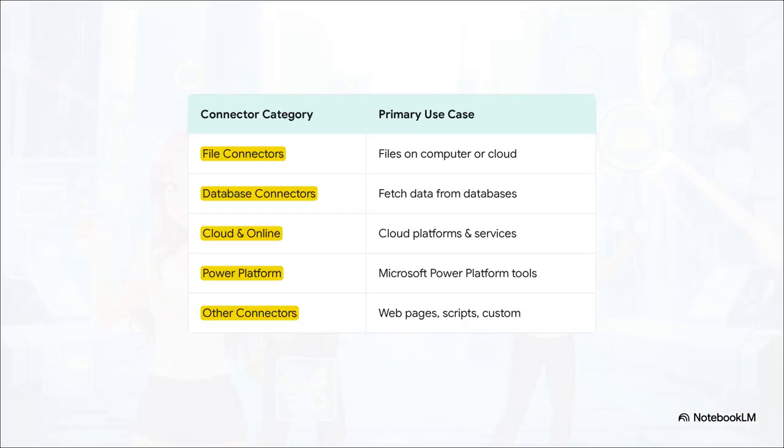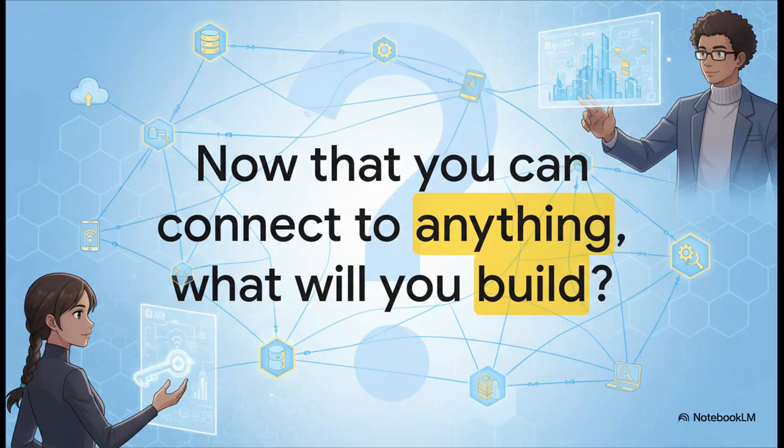So just as a final quick recap, let's lock in these key categories. You've got your file connectors for all your everyday documents. You've got database and cloud connectors, which tap into the heart of your business. Then there's the Power Platform for that really deep integration. And finally, other connectors for, well, basically everything else under the sun. Each one is just another bridge connecting you to one more part of your data universe. So with all these tools at your fingertips, you basically have the keys to unlock and unify data from practically anywhere. The technical roadblocks are gone, and that just leaves you with one simple and kind of exciting question. Now that you can connect to anything, what are you going to build?